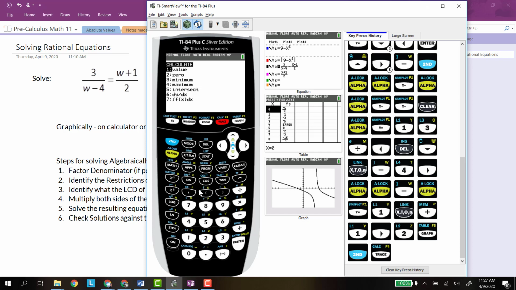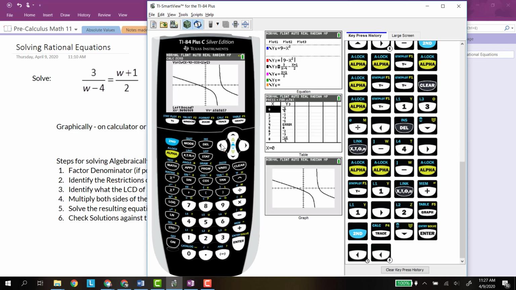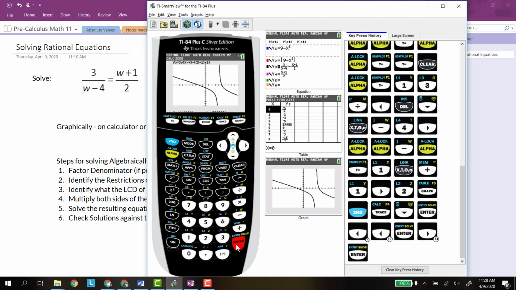So now, because I have it all as one equation, I'm not looking for an intersection. I am looking for the 0. And we have to do the same game that we did with quadratics on solving them. So go to a left bound, somewhere to the left of negative 2, a right bound, somewhere to the right of negative 2, a guess.